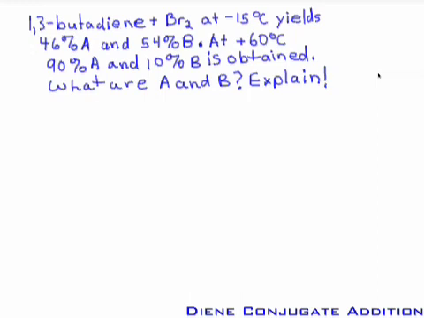In this scribblecast problem, we are asked to react 1,3-butadiene with Br2. We are told at minus 15 degrees Celsius two products form, product A at 46% and product B at 54%. At plus 60 degrees, 90% of product A forms. You are asked what are the structures of A and B and explain.